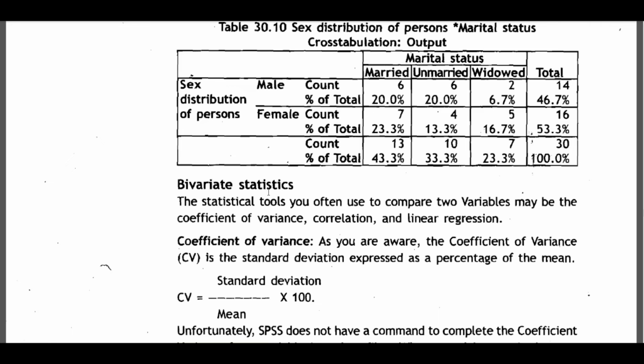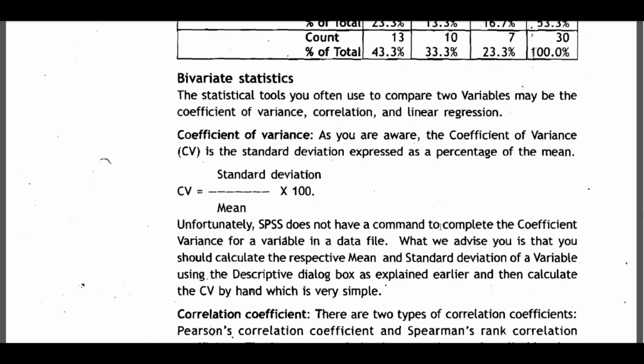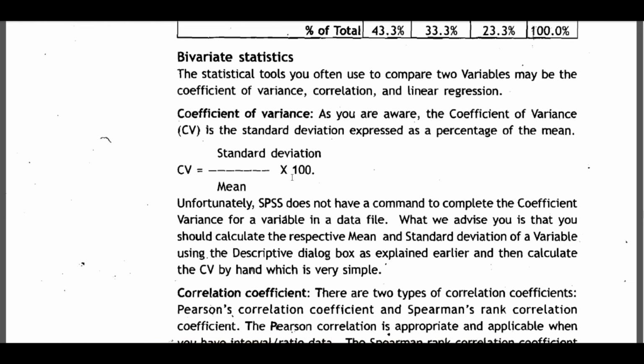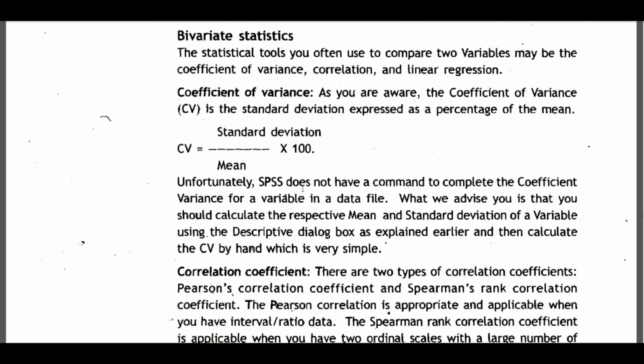So bivariate statistics, the statistical tools you often use to compare two variables may be the coefficient of variance, correlations, and linear regression. Coefficient of variance, as you are aware, the coefficient of variance CV is the standard deviation expressed as a percentage of the mean. Unfortunately, SPSS does not have a command to compute the coefficient of variance for a variable in a data file. What we advise is that you calculate the respective mean and standard deviation of a variable using the Descriptives dialog box as explained earlier, and then calculate CV by hand, which is very simple.